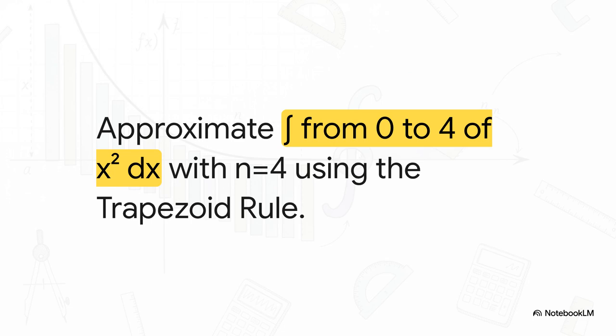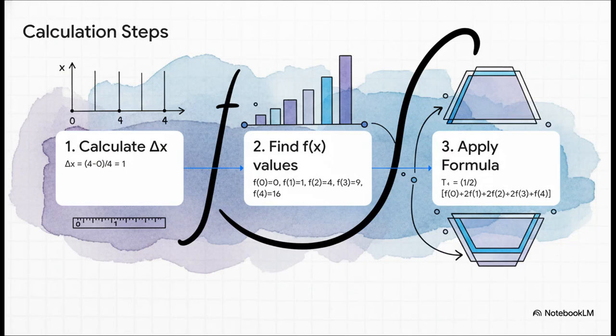We're going to approximate the integral of x squared from 0 to 4. We're looking for the area under that classic parabola. And to do it, we'll use the trapezoid rule with exactly 4 subintervals. Okay, so how do we do it?